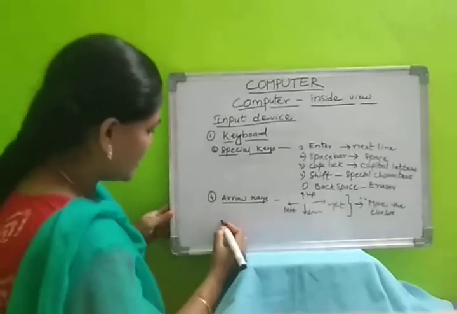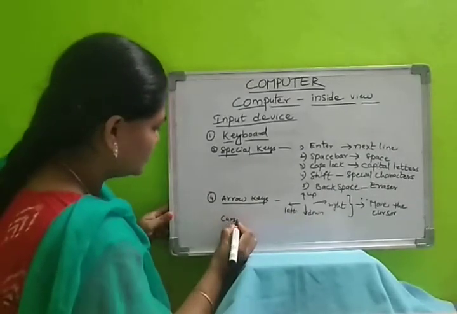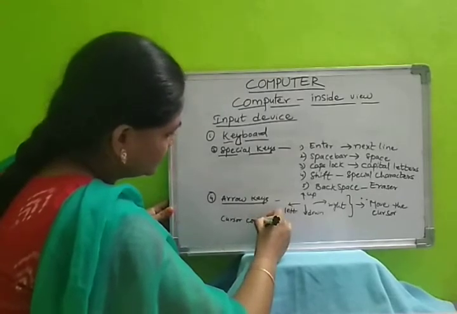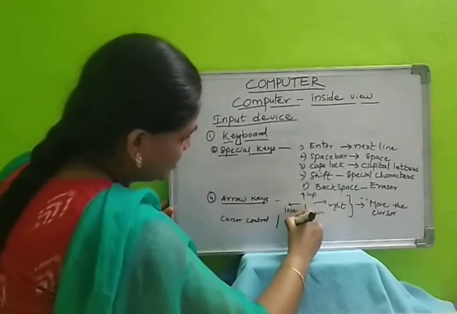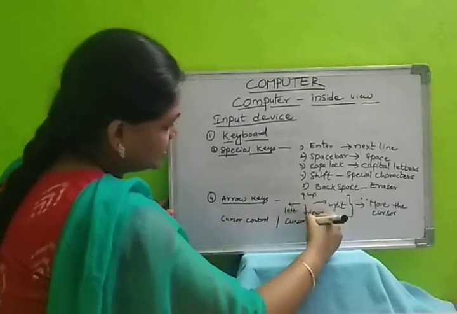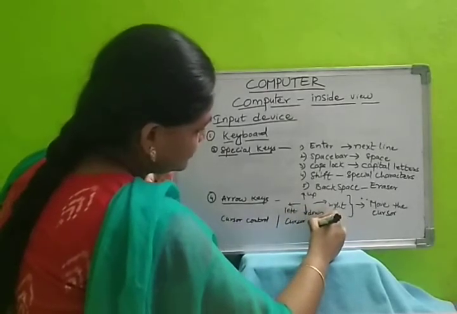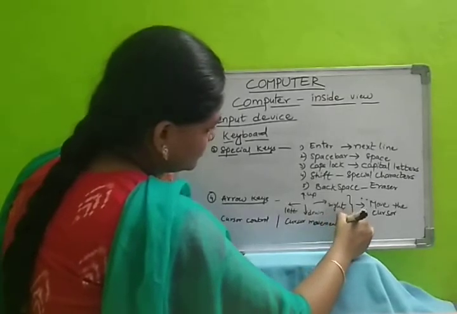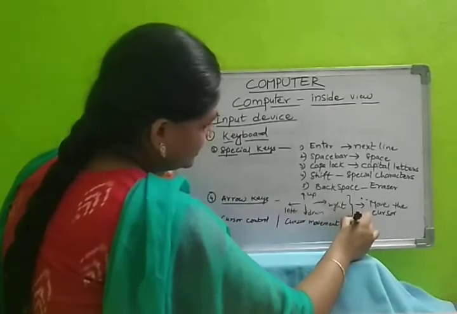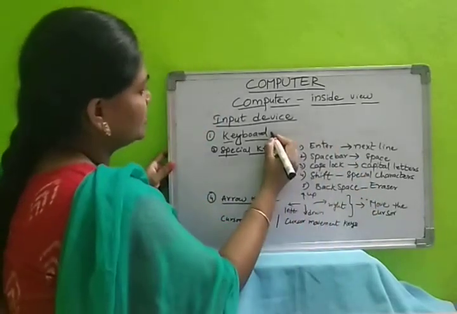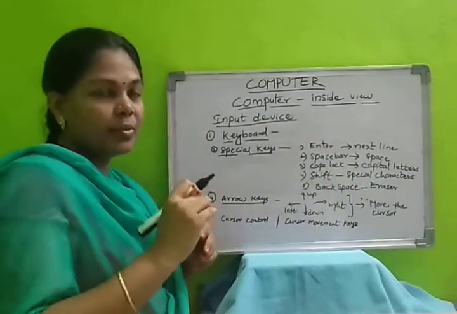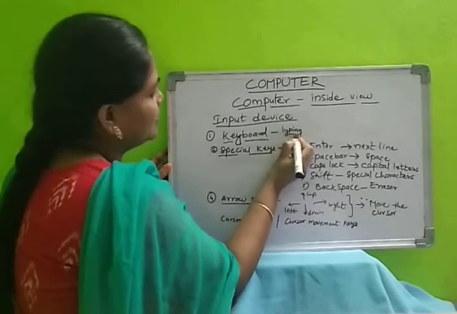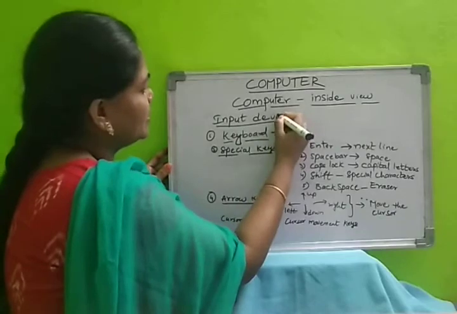So what are these called? Cursor control or cursor movement keys. So what is this operation called? Writing from keyboard is called typing. What is it called? Typing. Writing from keyboard is called as typing.